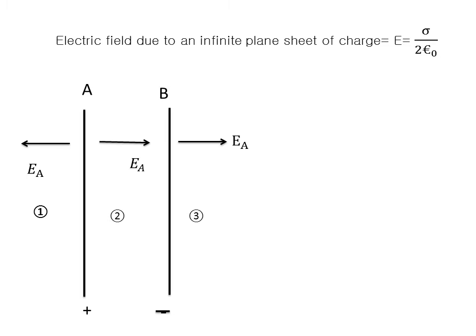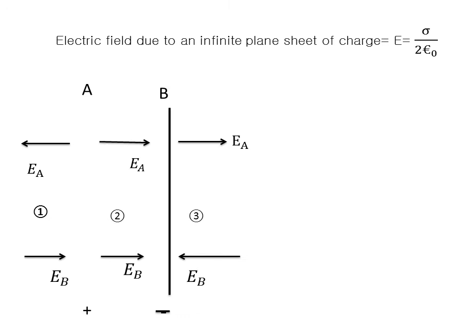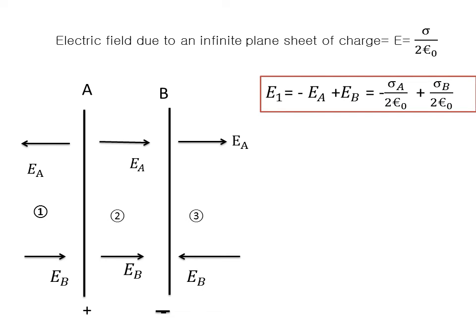Now we will find the electric field due to B. B is negatively charged, so field lines point towards B. EB is pointed towards B in the first, second and third regions. So the net field in part 1, E1, is equal to minus EA plus EB. We have taken EA as minus as it is pointed towards the left.